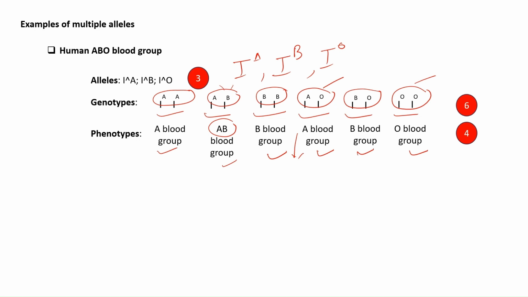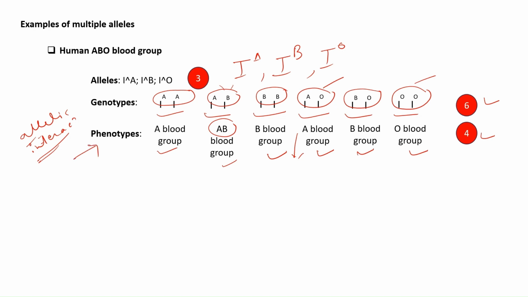So the total number of phenotypes is 4. Though we have 6 genotypes, the total number of phenotypes we obtained here is 4. Why? Because phenotype depends upon allelic interactions. We already studied allelic interactions. I will provide the link at the end of this video for those who have not seen that video. Based upon the allelic interactions, the phenotypes result.